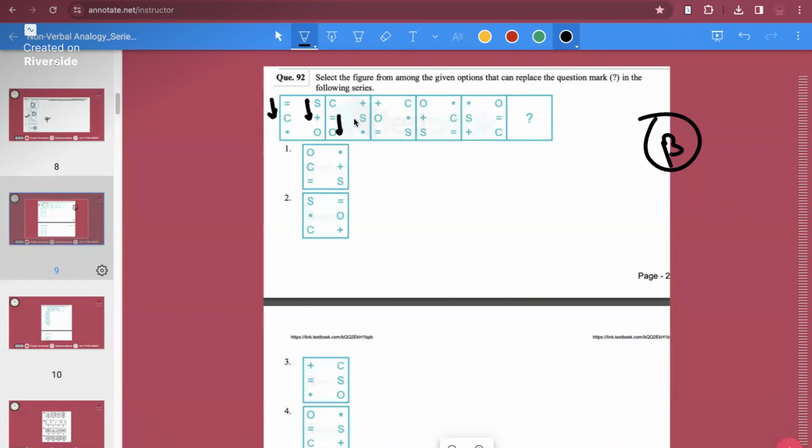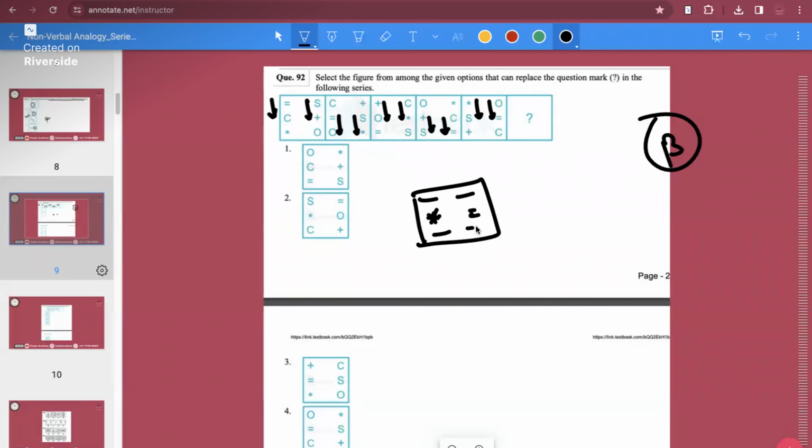This one has gone down. Okay. This one has gone down. I don't know what direction this is. I'd like to say downwards. Okay. So that means star and equal sign will be in between.